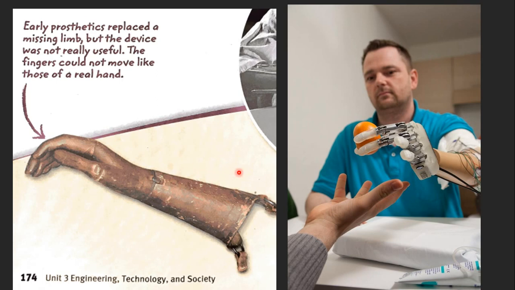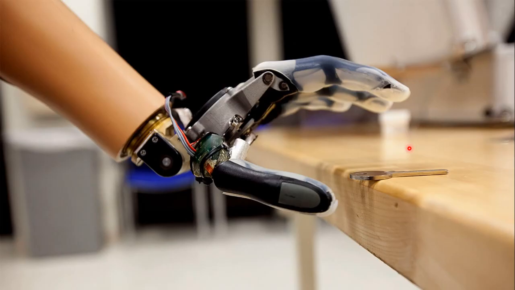But as technology has progressed, take a look at this prosthetic device over here on the right. You can actually hold this orange, this tangerine, and each finger moves individually. It has all this electronics in it. So this is a much more different and much more advanced kind of prosthetic device.